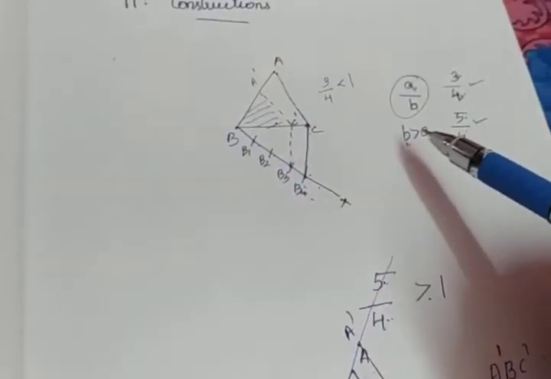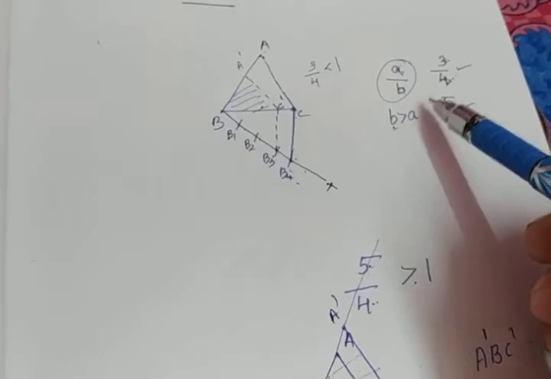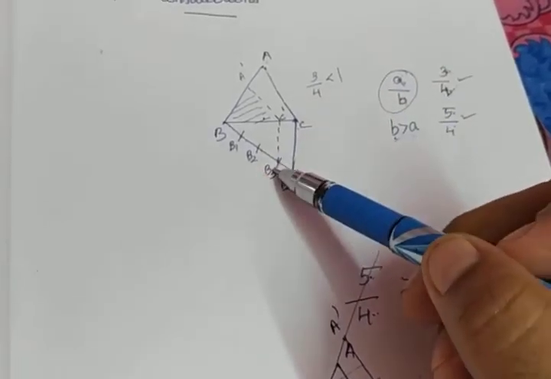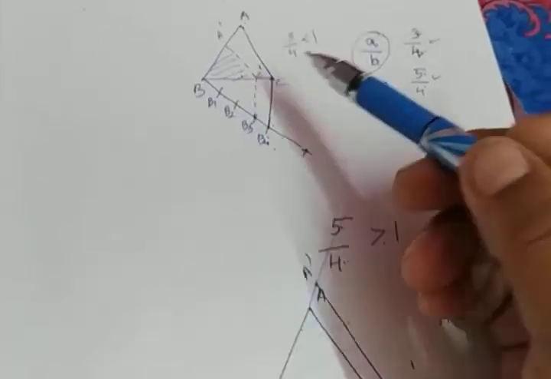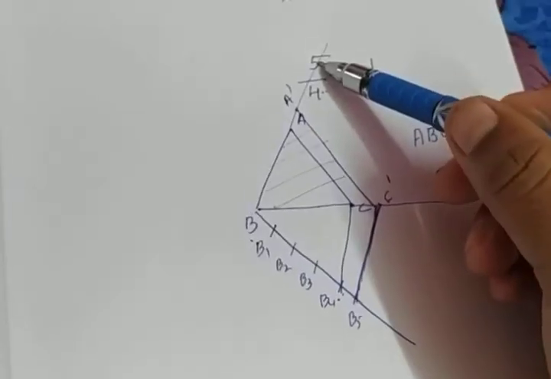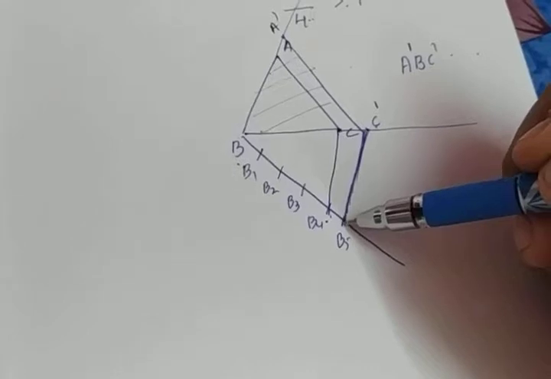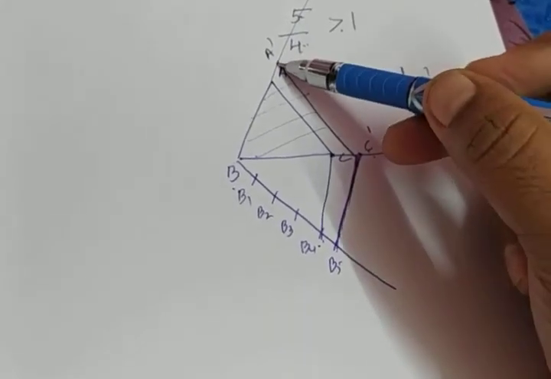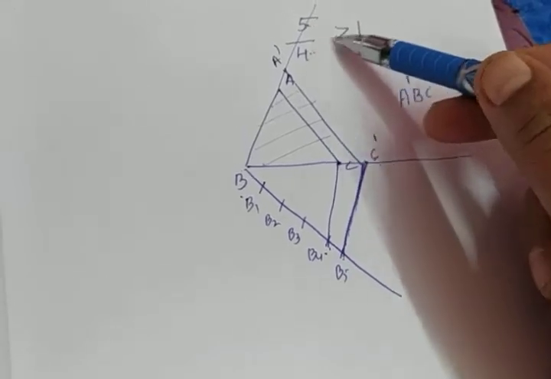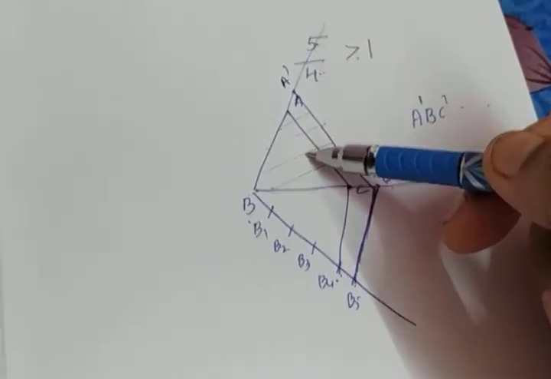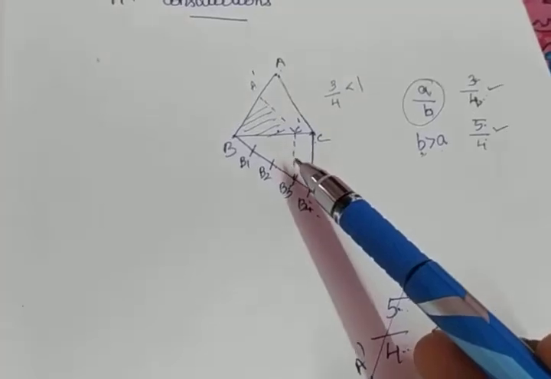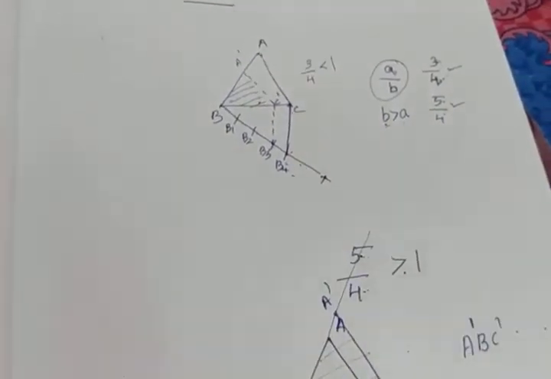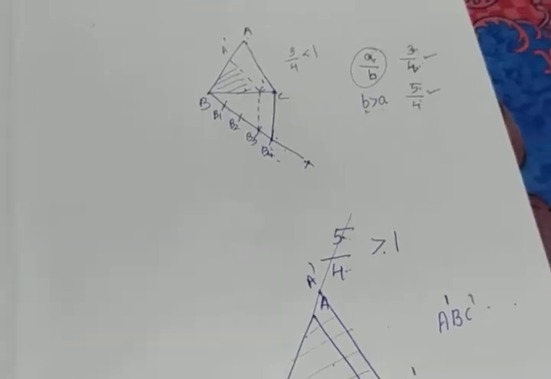Then the next one is the numerator. The numerator is 3, so from the third point we have to draw the parallel line. Here the numerator is 5, second case, so I draw the parallel line through the fifth point. And then from there again we have to draw the parallel line. If the scale factor is greater than 1, we are getting a bigger triangle. If the scale factor is less than 1, we will be getting a smaller triangle. This was how we have constructed the triangle using the scale factor.